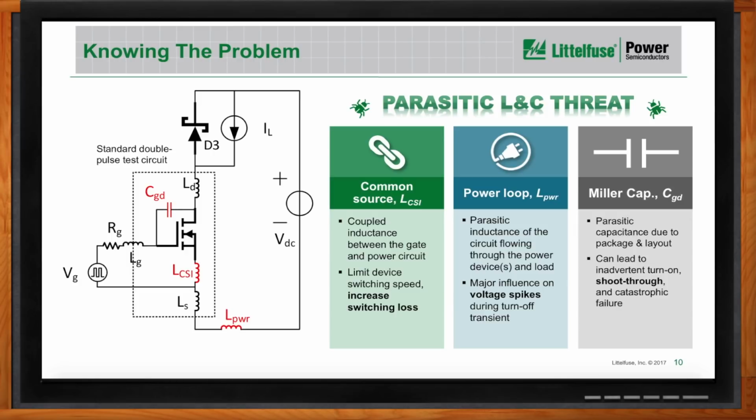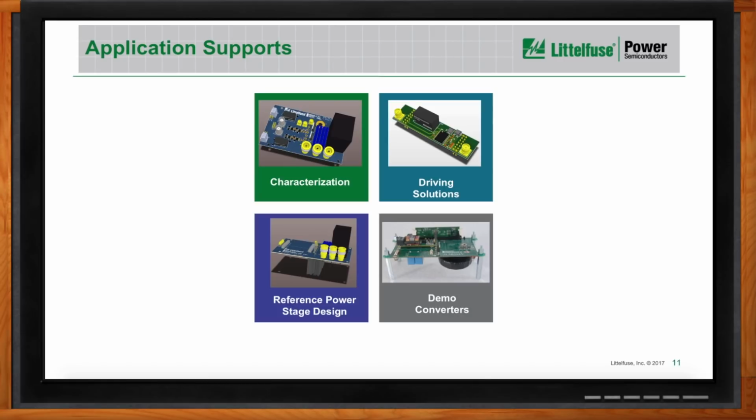We can help you solve the problems you have. To do that, we actually have fourfold application support. We define 4 different categories for our application support. We start from the characterization of the devices. We'll help our customers understand the switching behavior of silicon carbide devices. We provide the dynamic characterization platform. With that platform, the customer can understand how silicon carbide devices switch. We can capture the very detailed switching waveform of our devices under different conditions. On top of that, we also provide different driving solutions for different purposes.